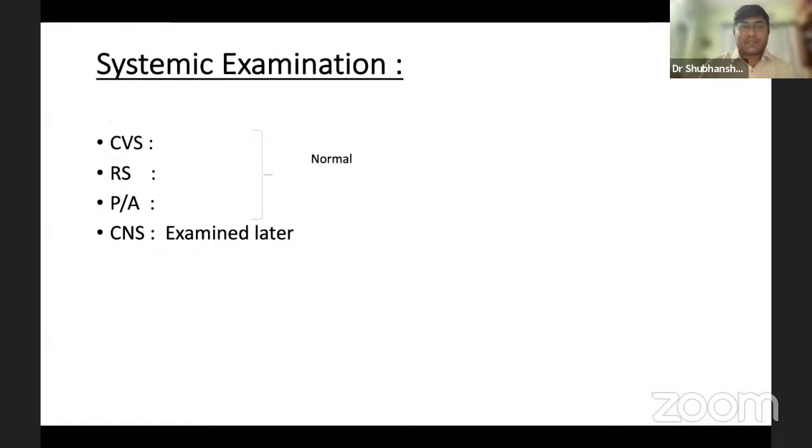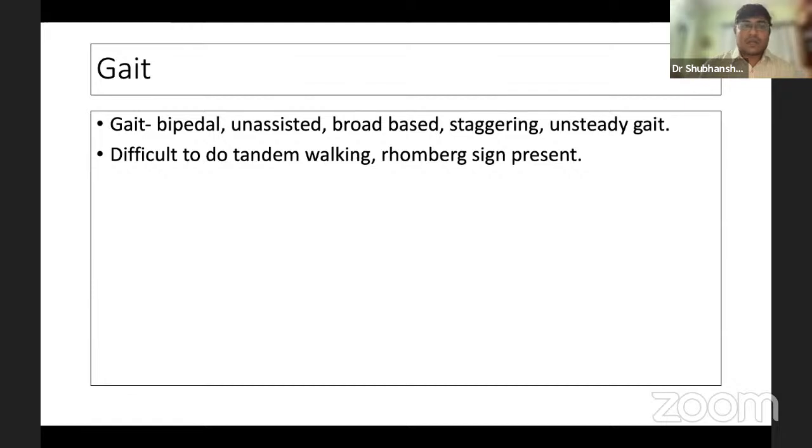On systemic examination, CVS, RS and per abdomen examination was normal. I examined the gait, which was bipedal, unassisted, broad-based, staggering, unsteady gait. Patient finds it difficult to do a tandem walking, and the Romberg sign was present.